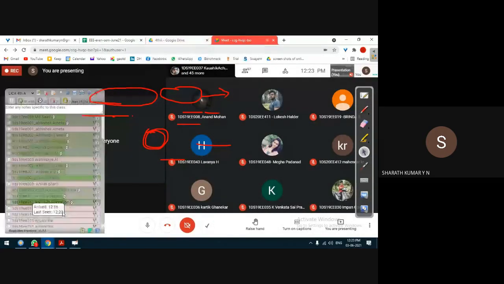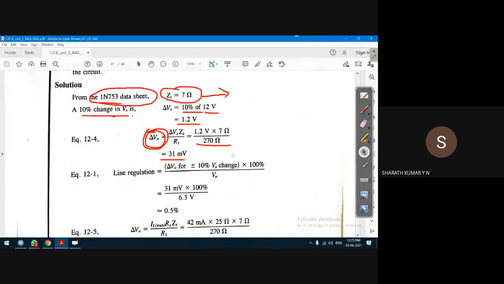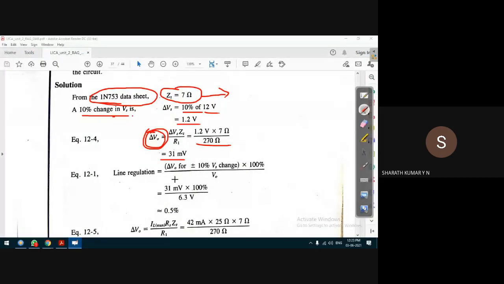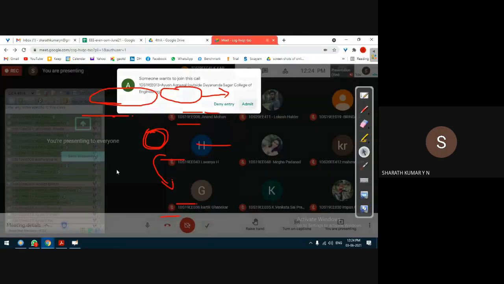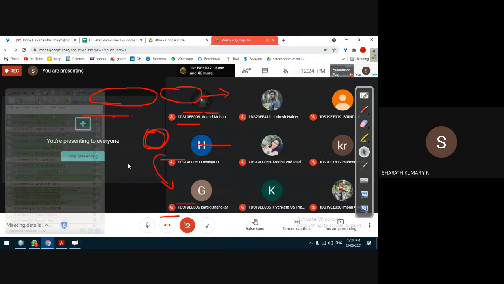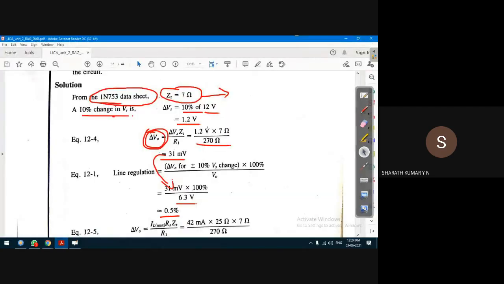So line regulation for a 10% change is 31 millivolts divided by 6.3 volts, which is the output voltage, multiplied by 100 since it is a very small value. In terms of percentage, it is 0.5%. Okay, line regulation. What is the inference from this value? What do we understand from it?